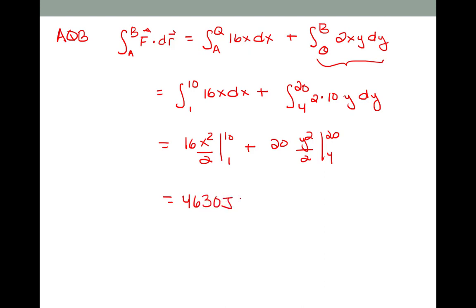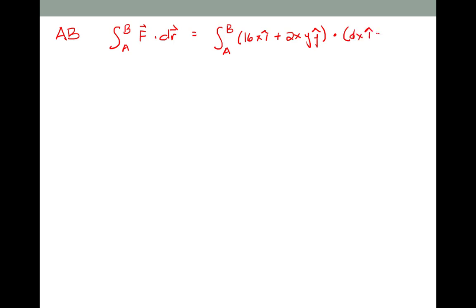4,630 joules. So unlike the first two examples, where I had a constant force that resulted in the integrals from A to O to B and A to Q to B being the same, for this example, where my force depends on x and y, I have lost that symmetry, and AOB does not equal AQB.